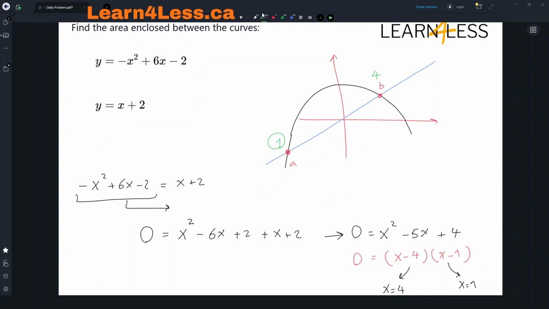If you couldn't decide which one is the upper function and which one is the lower function, for this region I know that at these parts the upper one would be the blue one, but we don't care about this region. What matters is the bounded area, which means this part only. If you couldn't decide which one is the upper one, it really does not matter. Just take one of them minus the other one.